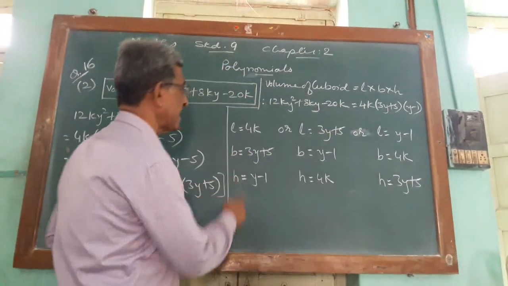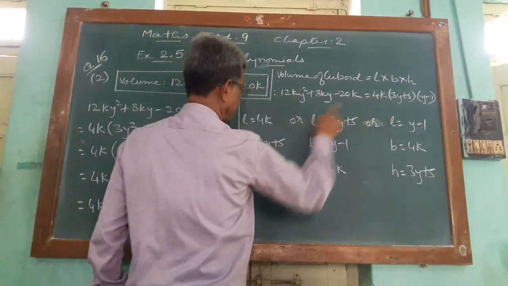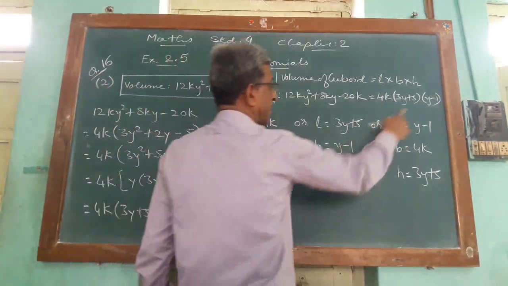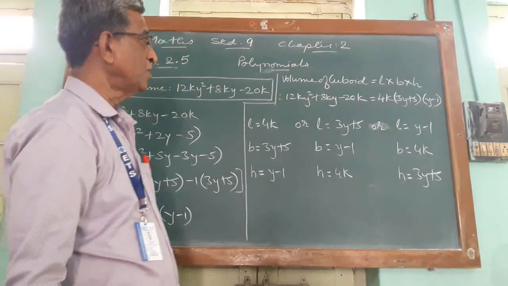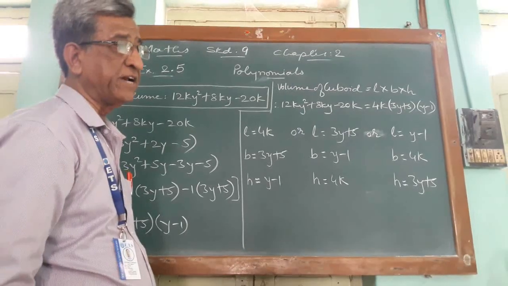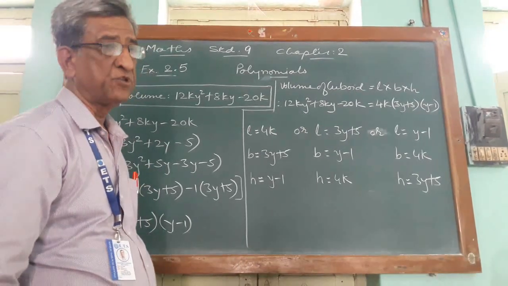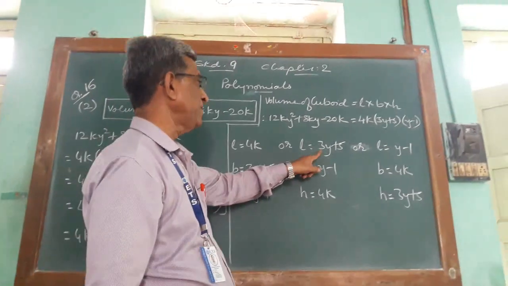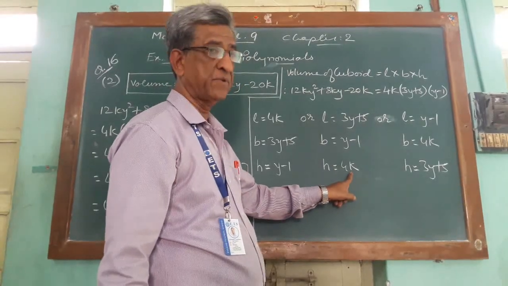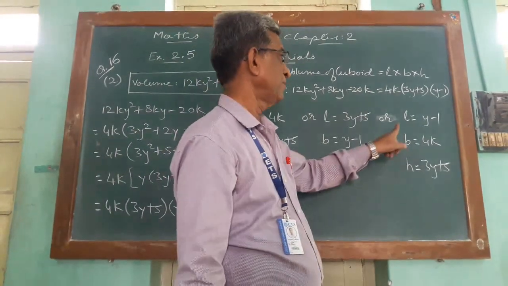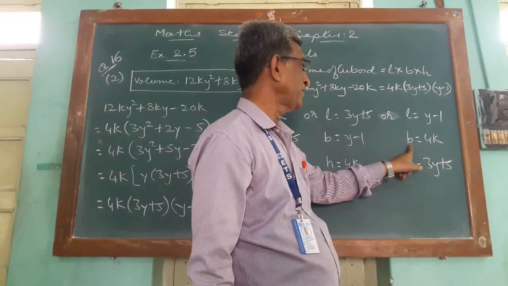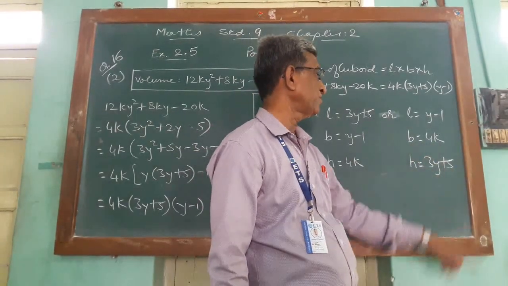So instead of L I have written 4k, instead of breadth 3y plus 5, instead of height y minus 1. So these are the length, breadth and height. As I told you, multiplication does not depend on order, so you can change the order also. Length may be 3y plus 5, breadth y minus 1, height 4k. Even one more possibility. You are asked to write all possibilities. So length is equal to y minus 1, breadth is equal to 4k, and height is equal to 3y plus 5.